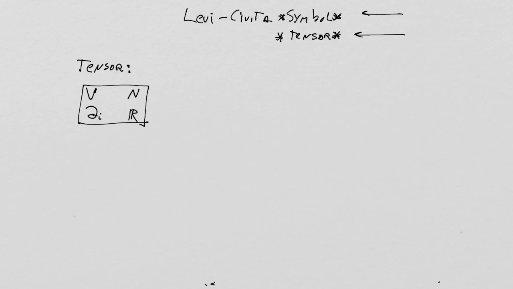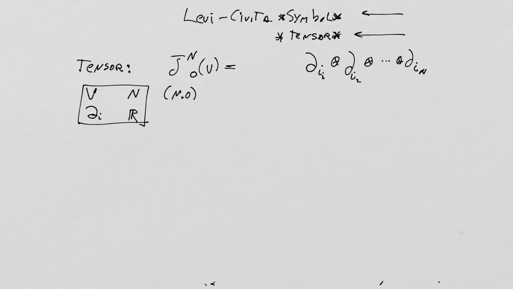So now we're going to consider an element of the tensor product space, an (n, 0) rank tensor of V. And the basis of this is going to be partial sub i1, partial sub i2, dot dot dot, all the way up to partial sub i sub capital N. That's the basis for this tensor product space.